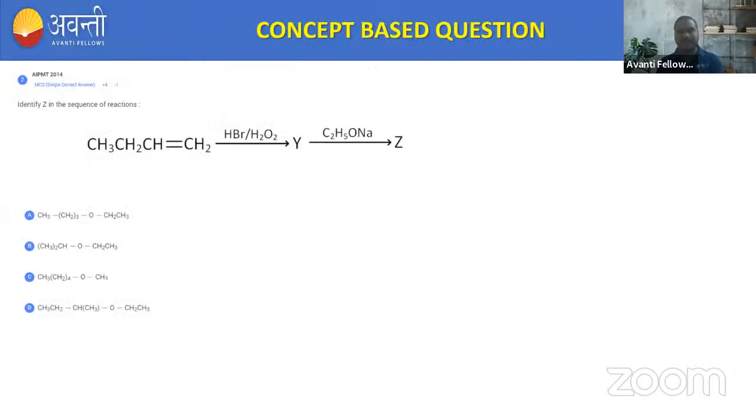Chalo, so let's start with the question. The first question is: identify Z in the sequence of reaction, right? So you have to identify Z in the sequence of reaction. What is Z for this reaction?